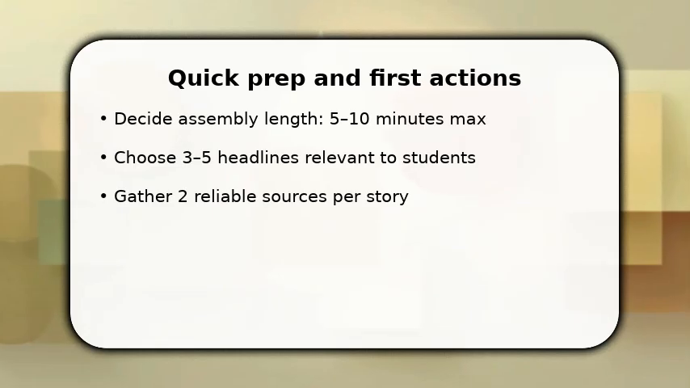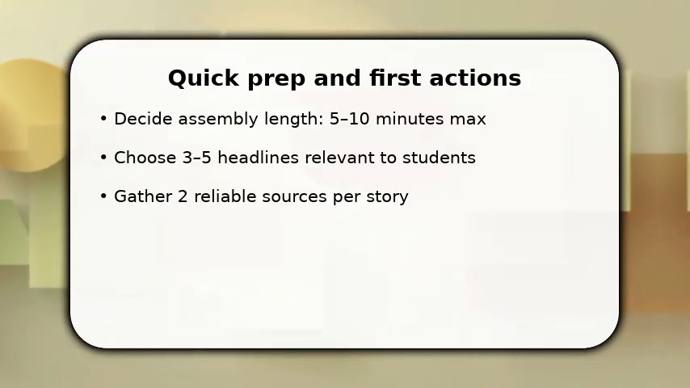You start by narrowing scope. Pick a short assembly slot and commit to 3-5 headlines so you stay focused. Next, scan trusted outlets and school channels for fresh items. This reduces bias and keeps relevance.